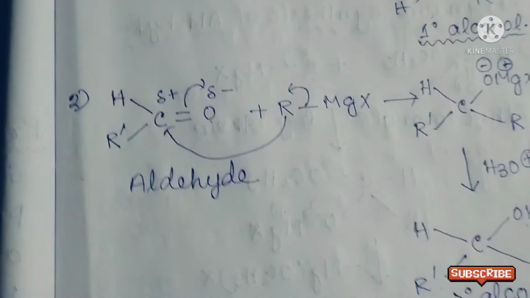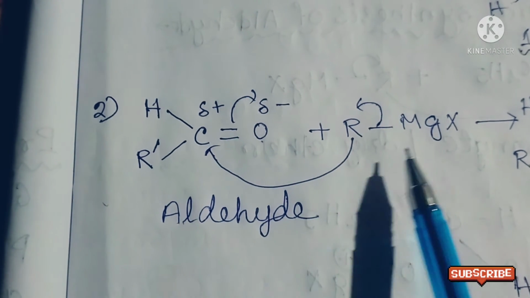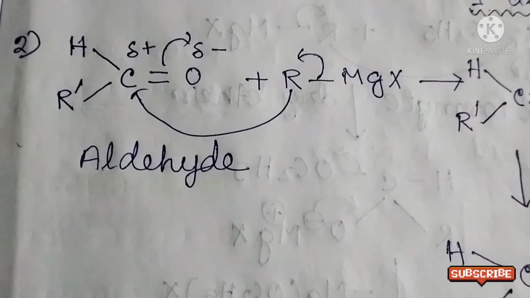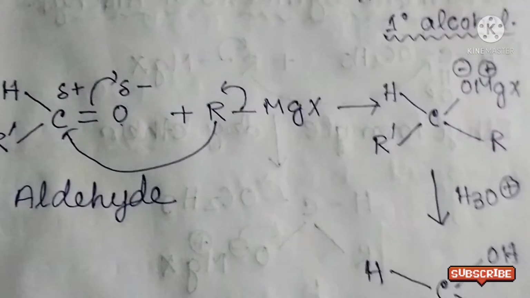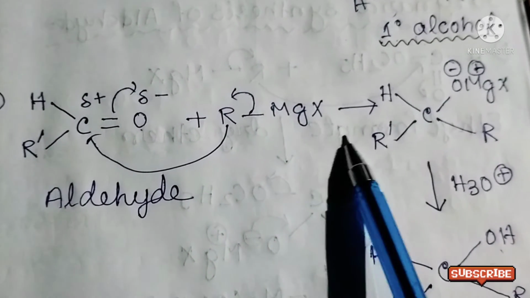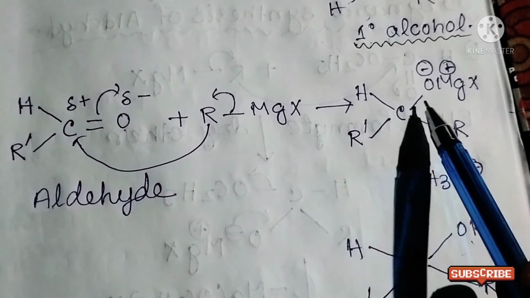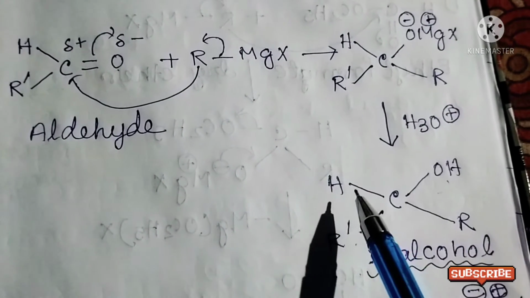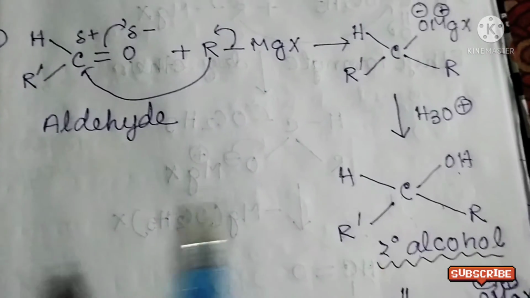So this is so easy. Do you understand, students? Now do this: aldehyde plus R-MgX. Pause the video and try to do this and tell me what the answer will be. Now let's do it. Aldehyde and Grignard reagent react in the presence of diethyl ether and we get H, R dash. Here R is added and O minus MgX plus. Now it is treated with H3O plus and we get HCR R dash OH, which is a 2 degree alcohol.